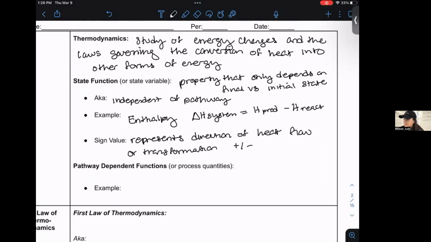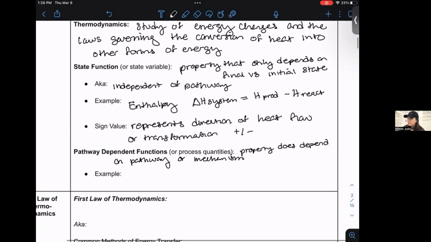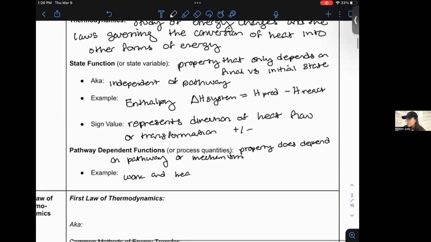That's a property that does depend on pathway or mechanism. For example, work and heat are two that do depend on pathway. And if you're like, wait a second, isn't enthalpy heat?